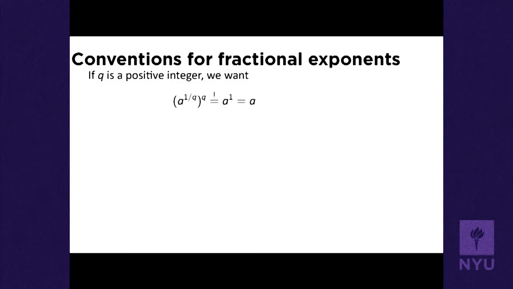Well, any fractional exponent can be written as a quotient of two integers, such as p divided by q. And just to keep things simple, we'll first start with a numerator of 1. So what should a to the 1 over q be?